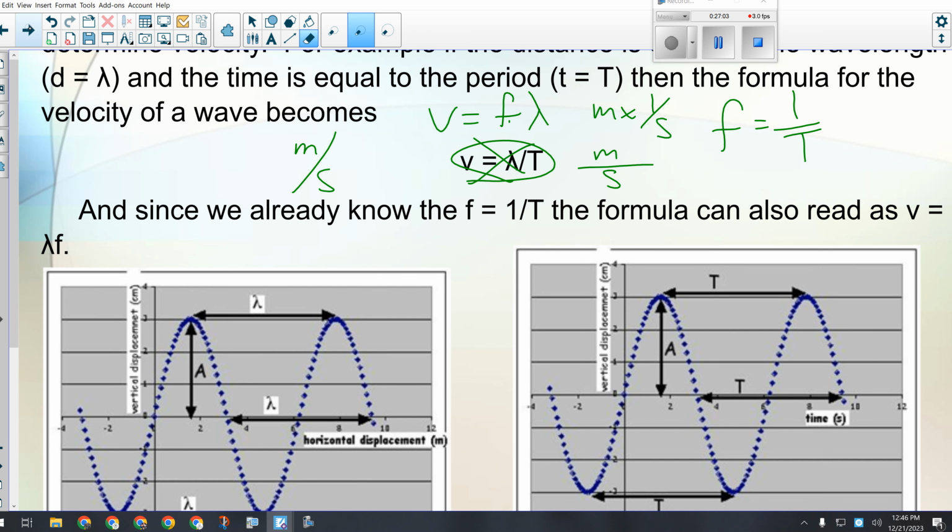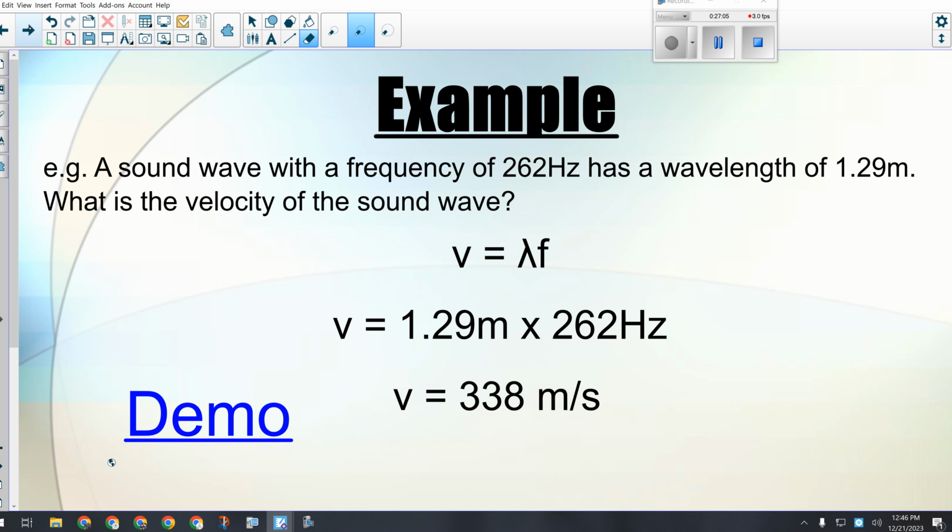So a very simple universal wave equation question could be something like this. A sound wave has a frequency of 262 hertz and has a wavelength of 1.29 meters. What's the velocity or speed of the sound wave? We take lambda, multiply by frequency, and we get that the speed of that sound is 338 meters per second. Everybody all right with that? Pretty easy formula to use?